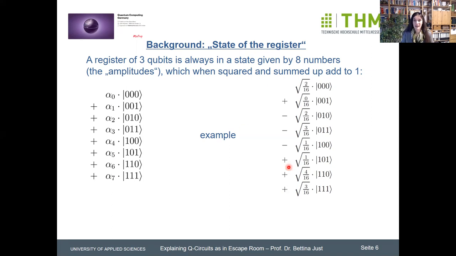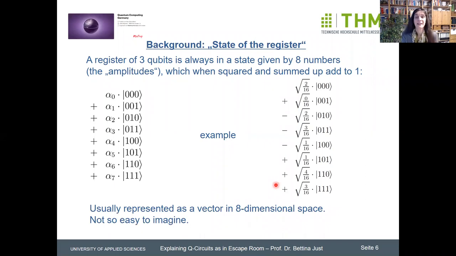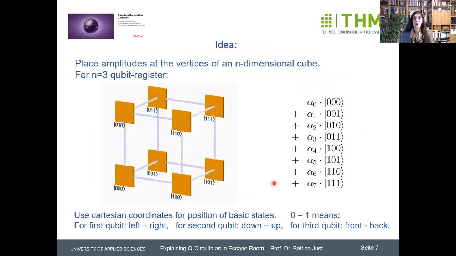So this is a register state. And usually, it's represented as a vector in an 8-dimensional space. Not so easy to imagine an 8-dimensional space. So the idea for visualizing is we do not use an 8-dimensional space, but we use an ordinary 3-dimensional cube, as everyone knows, also children know it, a cube. This has 8 corners, as one readily verifies: 1, 2, 3, 4, 8.